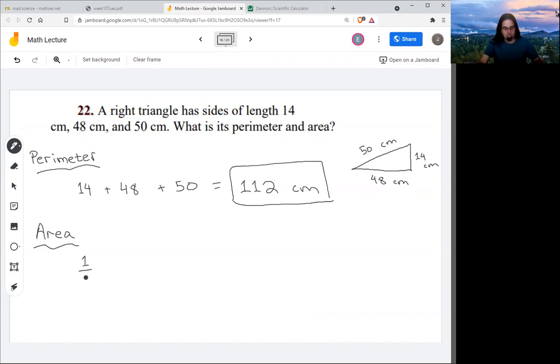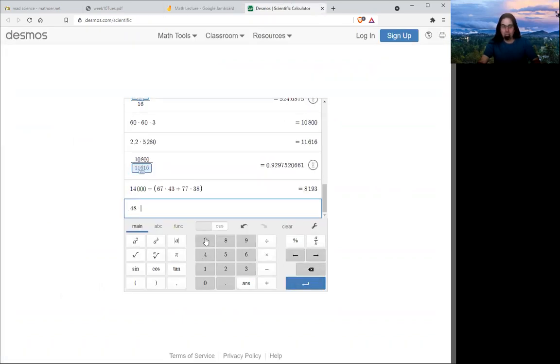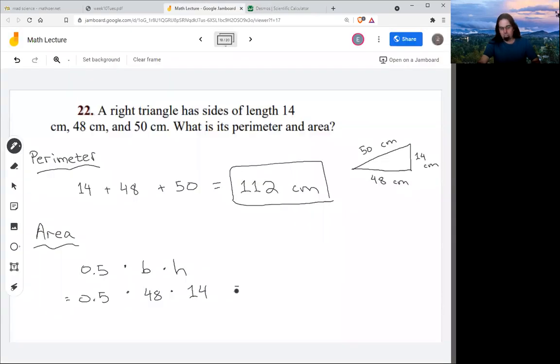The area will be 1/2 times base times height. Most people like 0.5 times base times height. Fits in the calculator better. So 0.5 times 48 times 14, or like 48 times 7. So 336. That's going to be square centimeters since it's an area. Okay, questions on those two?